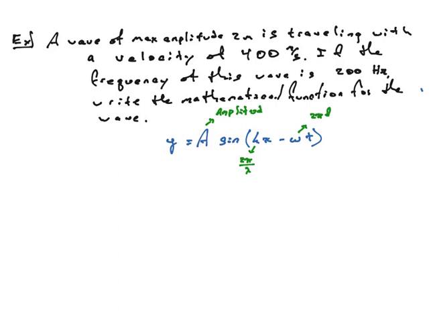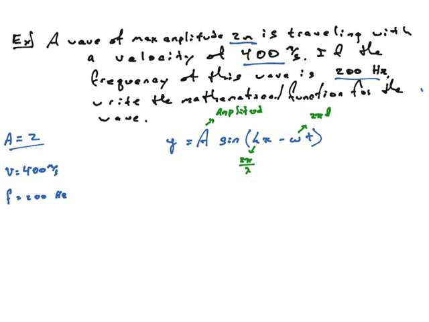Well, first of all, what am I given in the problem? I'm given the max amplitude is 2 meters, so that's good. I already know A is 2. That's done. I'm given a velocity of 400 meters per second. Well, I don't have anywhere in this function about velocity, so let me leave that alone for now. I'm told the frequency is 200 hertz. 200 hertz is linear frequency. If it was omega, angular frequency, it'd be radians per second. We're given hertz here, so that's frequency. F, I'm told, is 200. Okay.